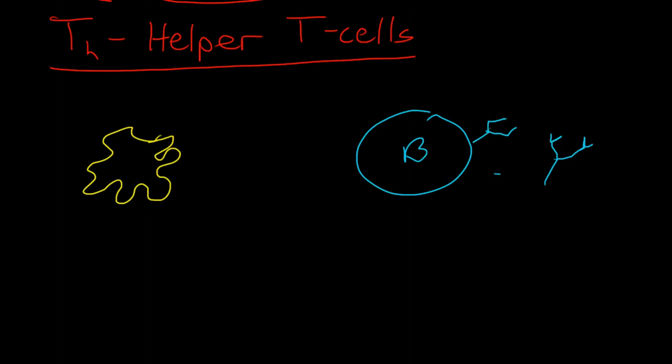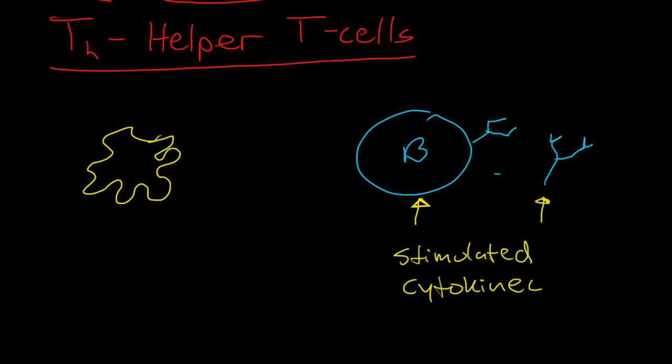Well, B cells will not proliferate into plasma cells, and plasma cells will not actively produce immunoglobulins in high amounts, unless they are stimulated by cytokines produced by T helper cells. And also, macrophages are sort of wimpy and docile until they are stimulated by cytokines.